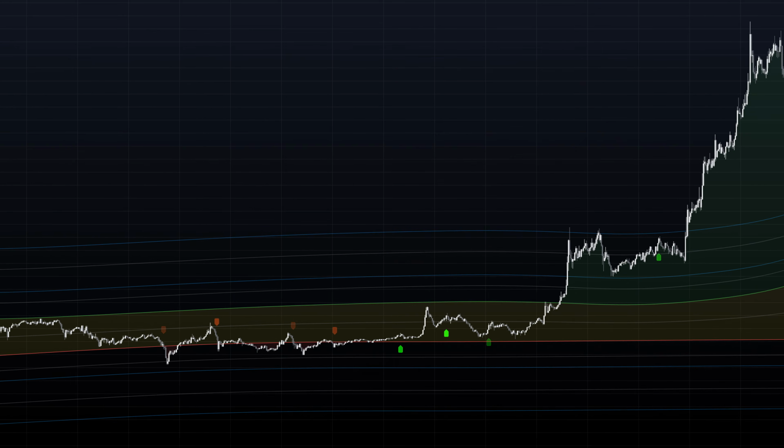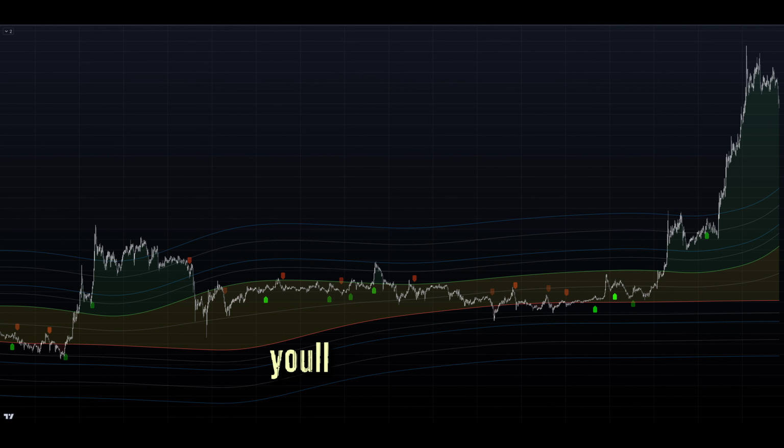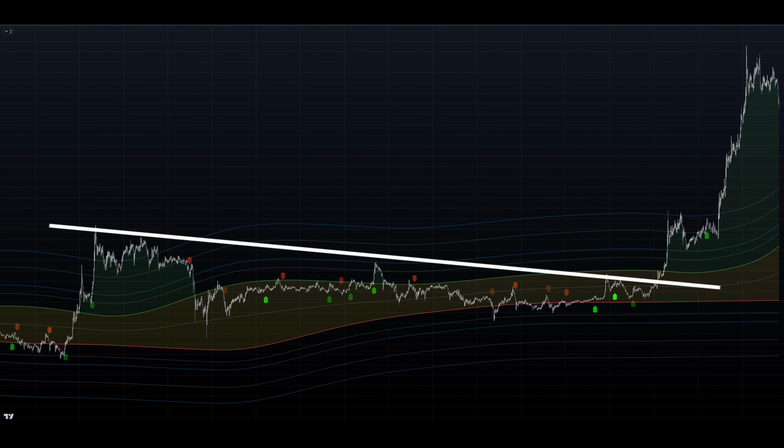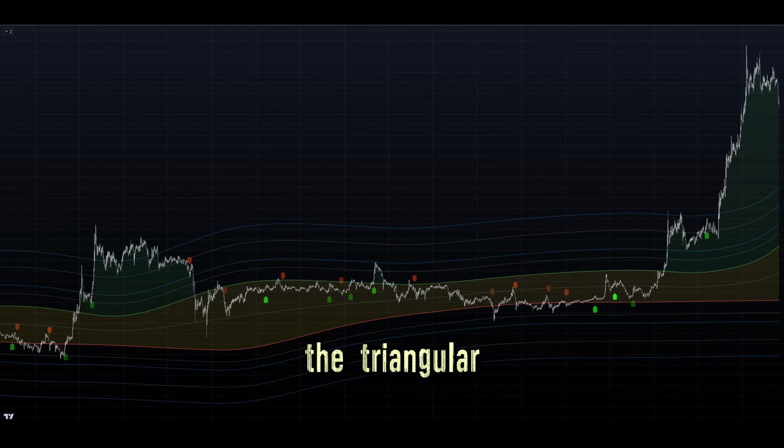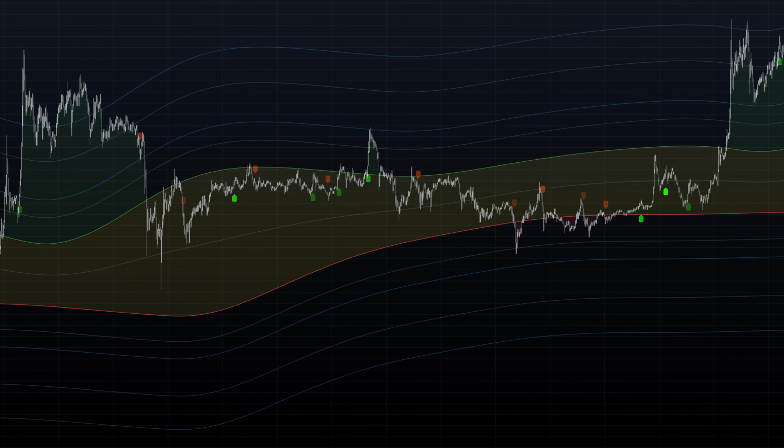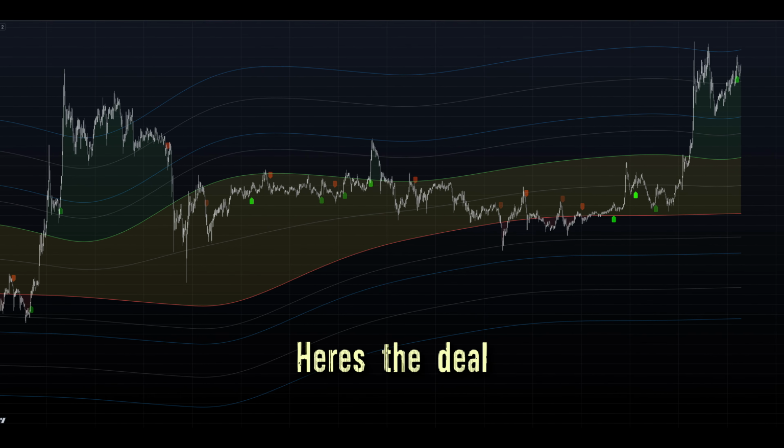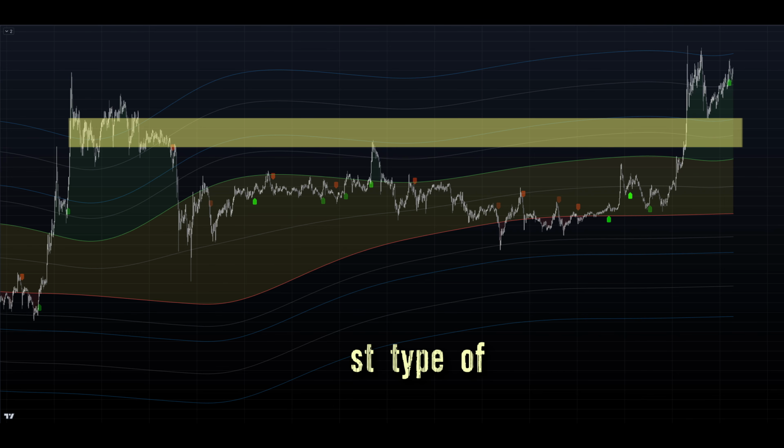Much better now, isn't it? As I mentioned, you'll only want to enter after a breakout when price breaks out from the range area on the Triangular Stoch bands. But I haven't told you exactly how you'd enter yet. Here's the deal. This is a break and retest type of strategy.